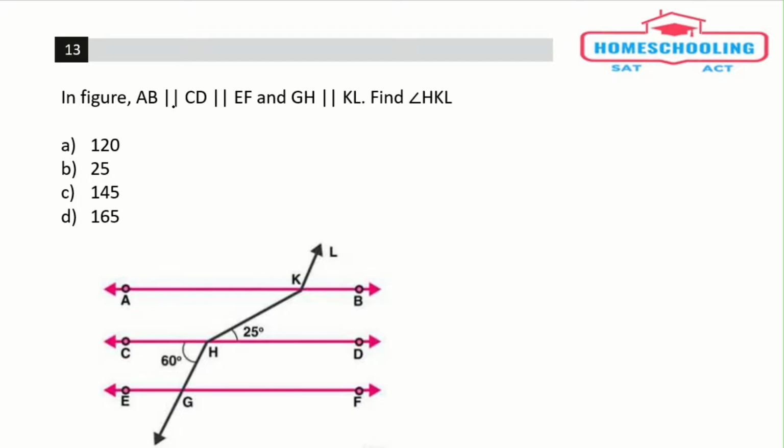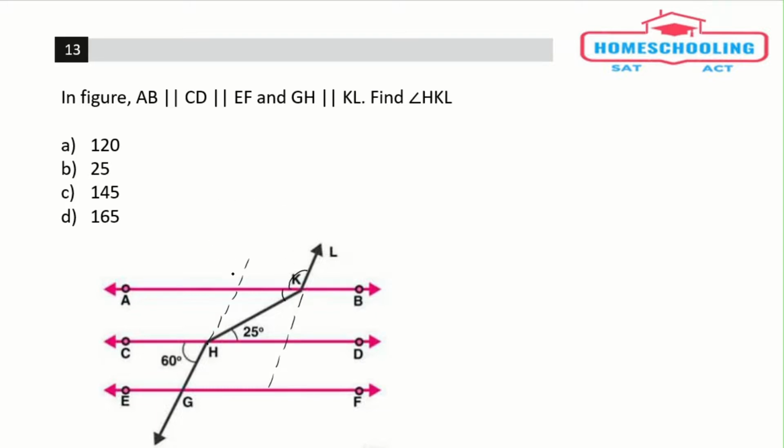In the figure, AB is parallel to CD, and CD is parallel to EF, and GH is parallel to KL. So we have to find angle HKL. We have to find this angle and this angle, the sum of these two angles. If these two lines are parallel, we can extend it like this. Similarly, we can extend this line.